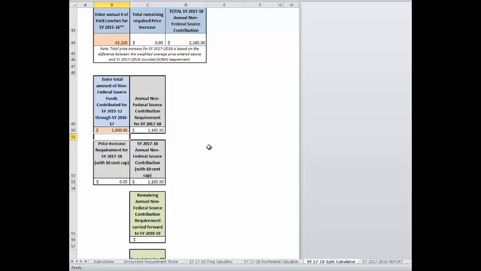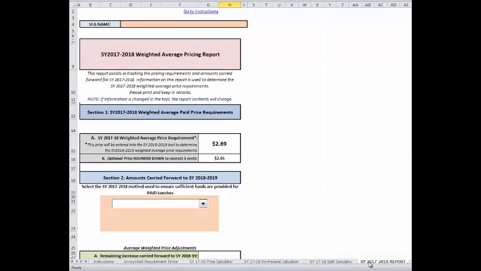So what we're going to do now is move over to the tab titled SY 2017-2018 Report. Now this is an important tab. This is where sponsors tell the department how they are going to be satisfying the paid lunch equity requirement. And they do that initially by going over to the pull-down menu here and selecting one of the 5 options available.